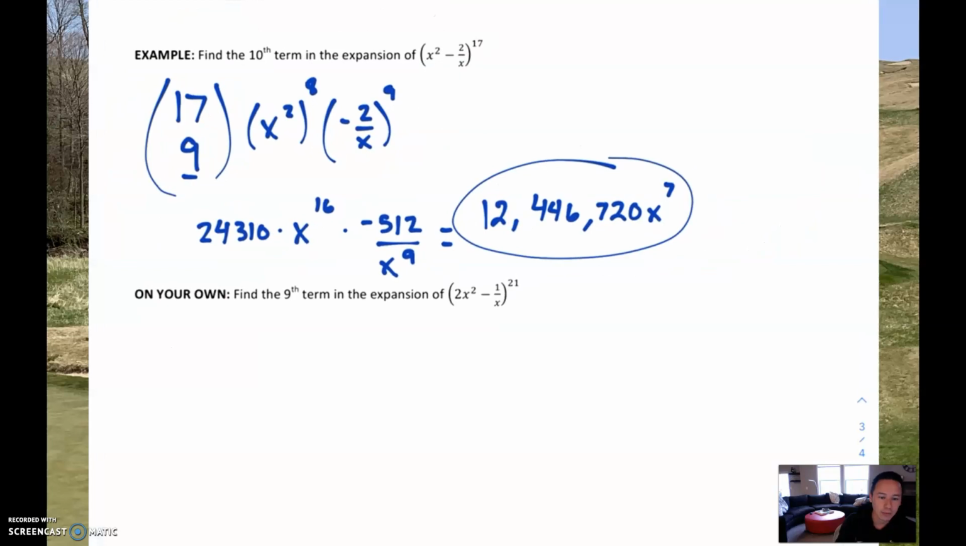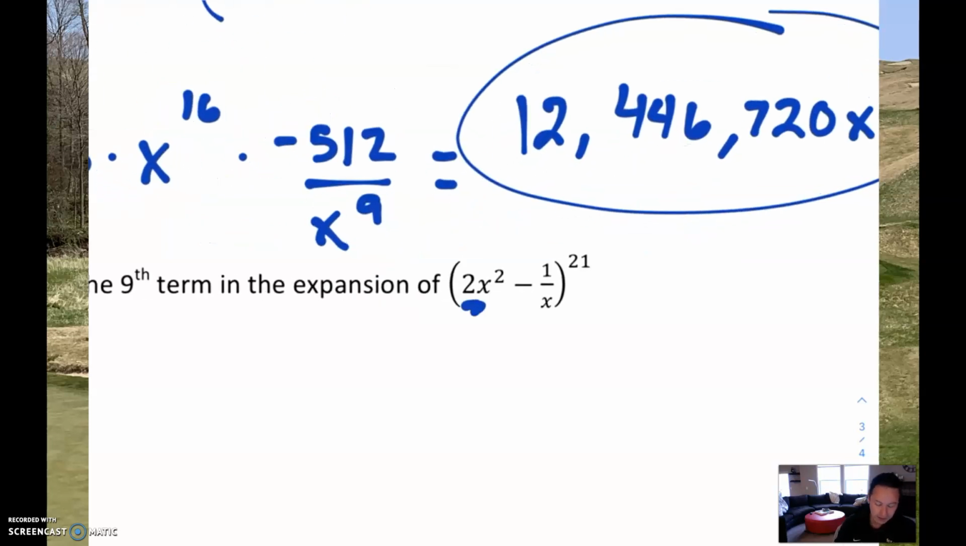So you've got one more to do here, and then you can move on to the next part of the assignment where we will be solving for a specific term. So we'll solve for one of those terms within the binomial. Fun stuff. So look forward to that, and then you will have a quick homework assignment at the end.